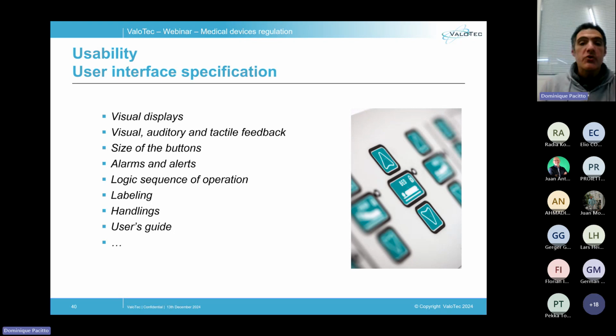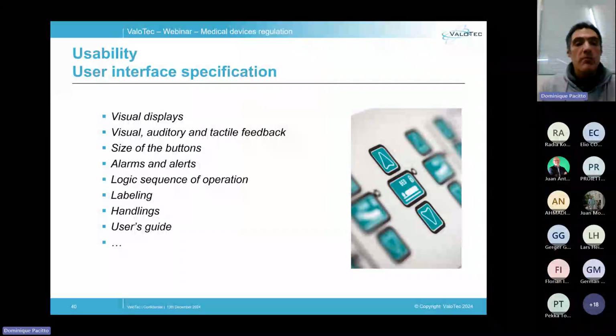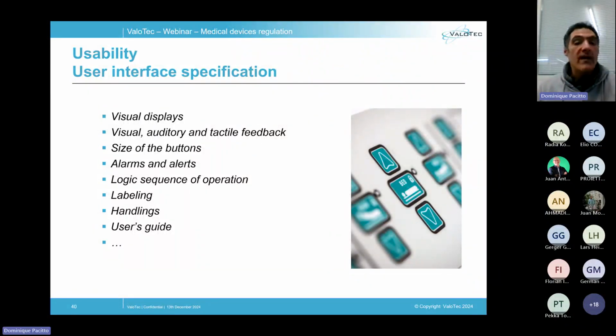Some examples of user interface specification would be the size, the color, and the font of a labeling, the size and the spacing between two buttons, the disabling of an auto scale on a displayed curve in a graph, the number and the color of LEDs monitoring a battery charge, etc.